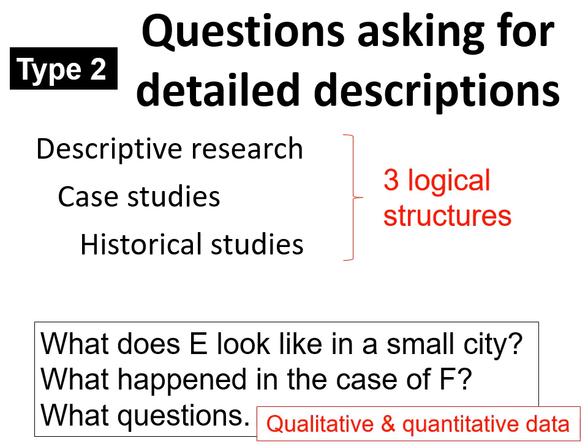And unlike the type 1, the type 2 questions, so descriptive research, case studies, historical studies, those 3 logical structures, can rely on qualitative data alone, quantitative data alone, or a combination of the 2. And the fancy term for the combination of qualitative and quantitative data is mixed methods research. We'll leave it at that for now.